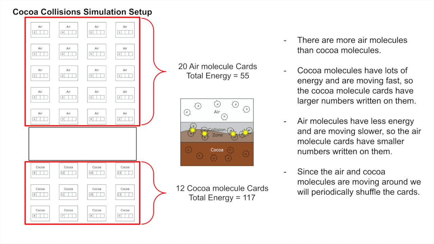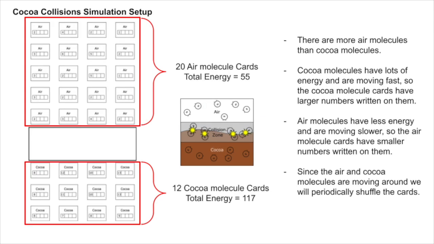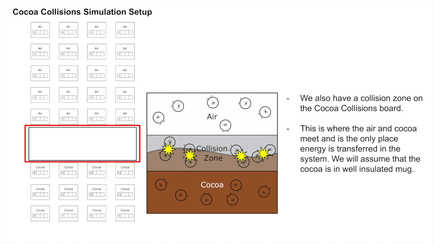Since the air molecules and Coco molecules are constantly moving around, we will periodically shuffle the Coco Collision cards. We also have a collision zone on the Coco Collisions board. This is where the air and Coco meet and is the only place energy is transferred in the system. It is like the cocoa is in a well-insulated mug.